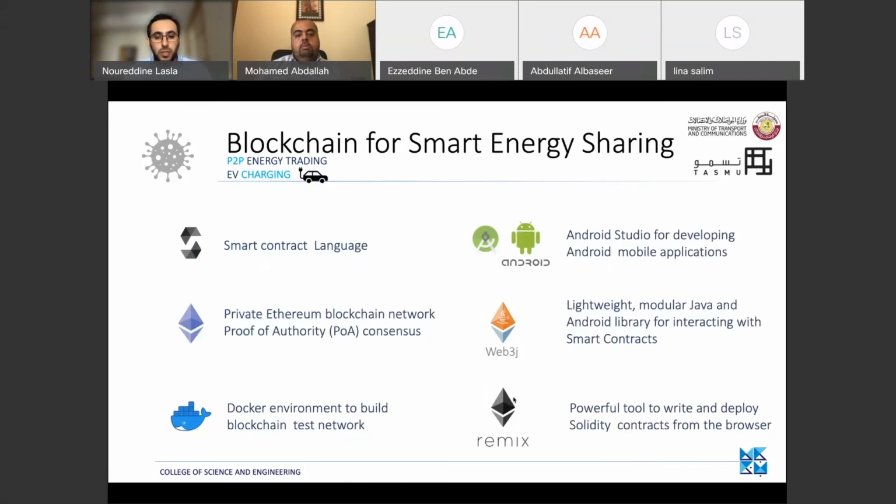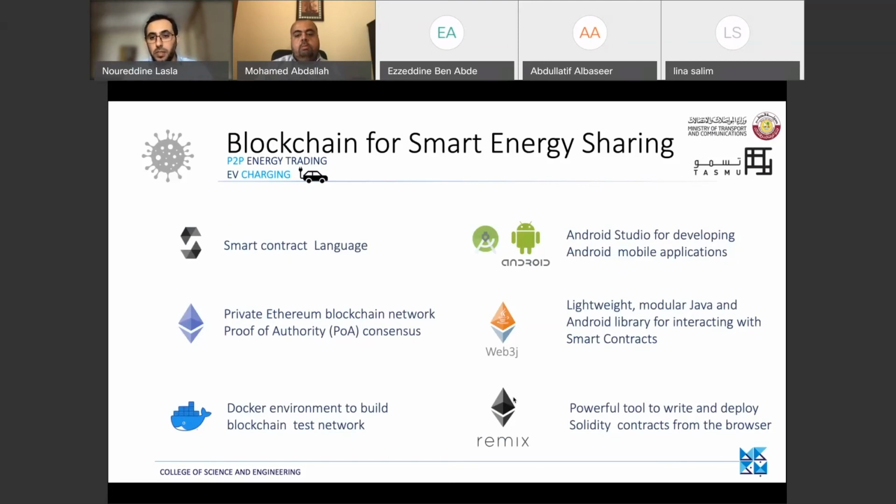So to develop this project, we have used different kinds of technologies. We have mainly used the private version of the Ethereum blockchain, using the proof of authority consensus algorithm. We have developed and defined the business logic, or the trading logic, using the Solidity smart contract language. And we have also used the Docker environment mainly to build our test networks.